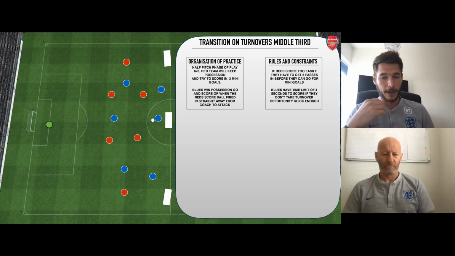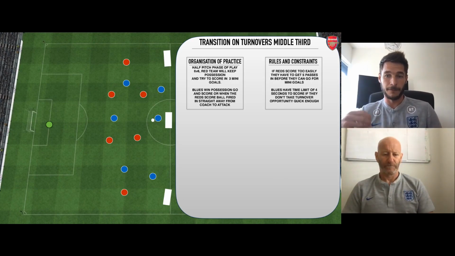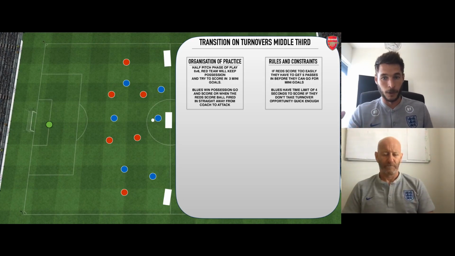If we're not getting enough balls played in behind, if we're not getting enough shots from distance and not exploiting it quick enough, we're going to give them a time limit of 4 seconds. The minute they get the ball, they have to get a shot off, or they have to play a through ball if they're not taking their opportunities quick enough.